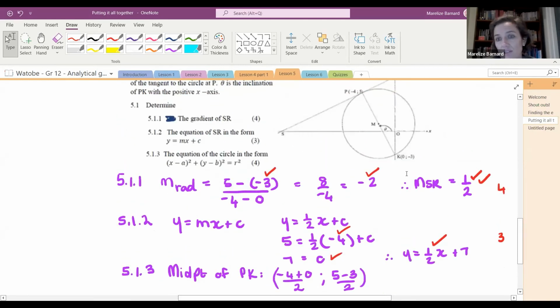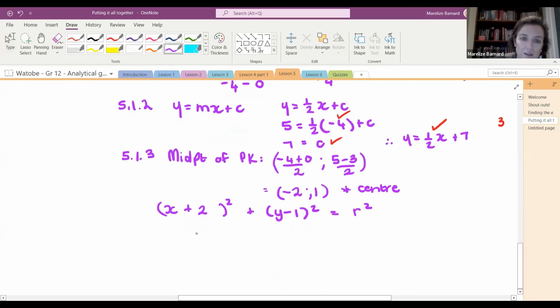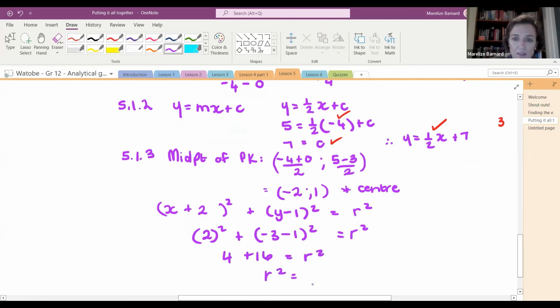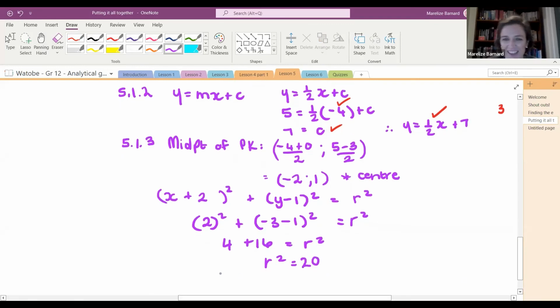So I'm going to use 0 and minus 3. So that will just be 2 squared, and then minus 3 minus 1 squared is r squared. That's 4 plus 16 is r squared. So r squared is 11. No, where did that come from? That is not 11. 20. Okay, so x plus 2 squared plus y minus 1 squared is 20.